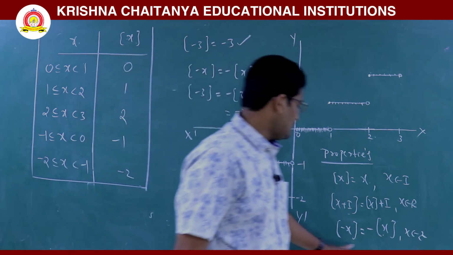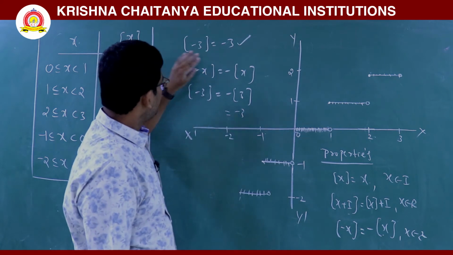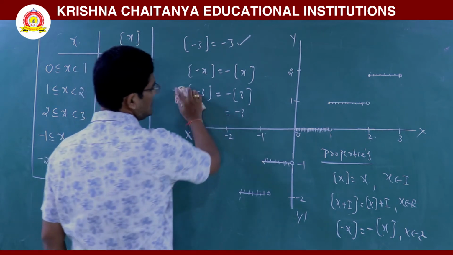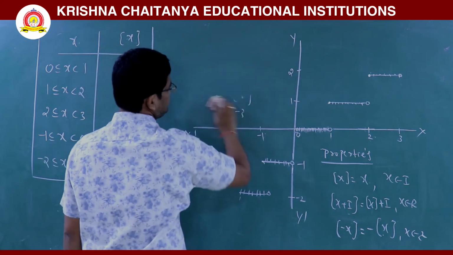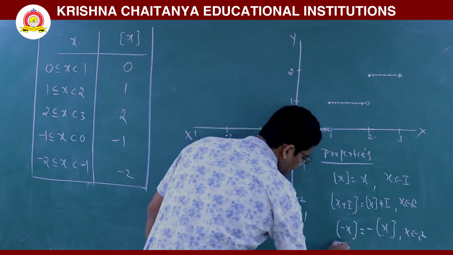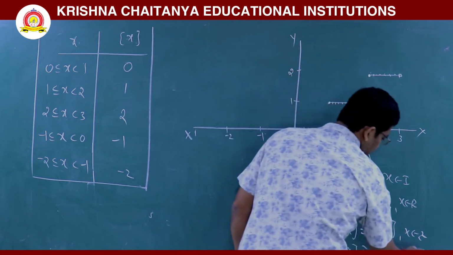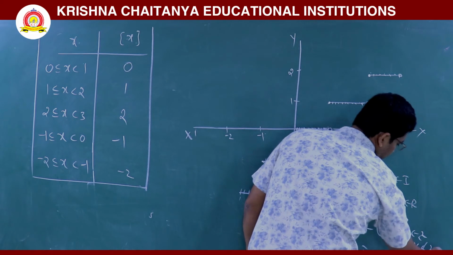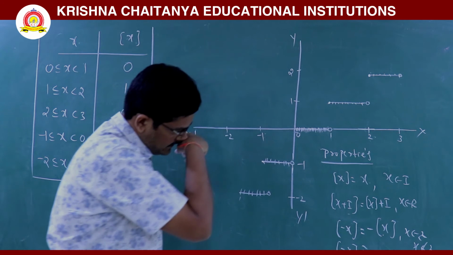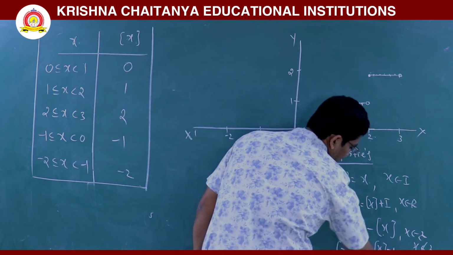By using this property also, floor of minus 3 is equal to minus 3. So floor of minus x equals minus floor x there. Okay, you have to check all these. Suppose we take floor of minus x, but x is not an integer. Then what about this one? Floor of minus x is equal to minus floor x minus 1. This is the property.